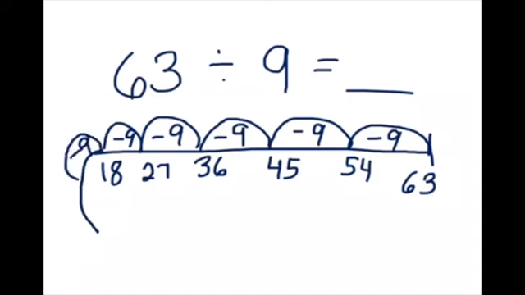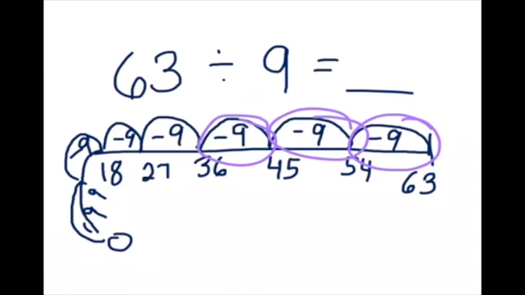18 minus 9, we know is 9. And what's 9 minus 9? 0. So how many times did I subtract? 1, 2, 3, 4, 5, 6, 7. That was hard to see, but yes, that was 7. So our answer is 7.